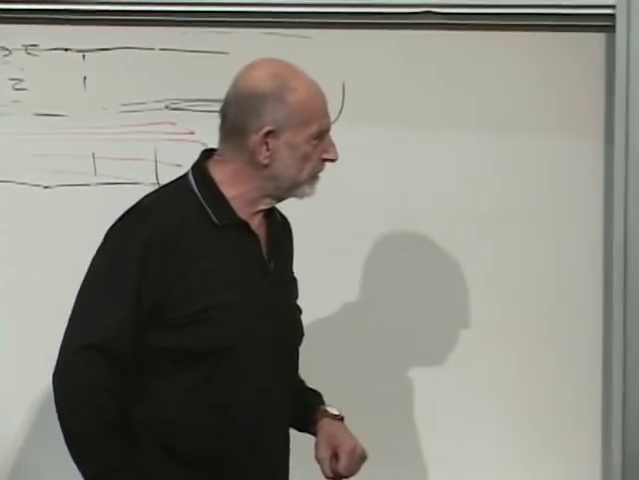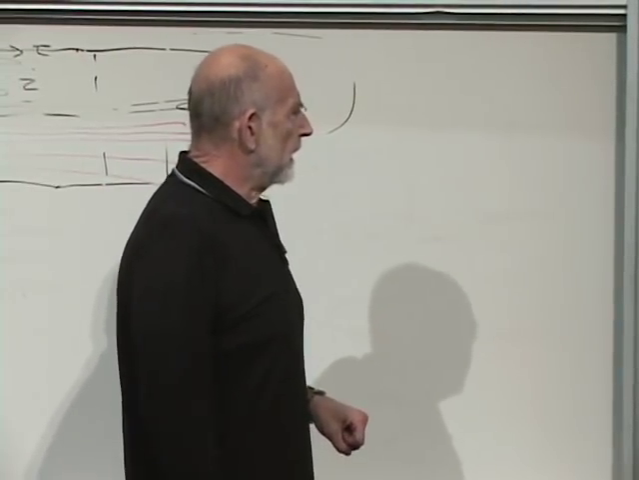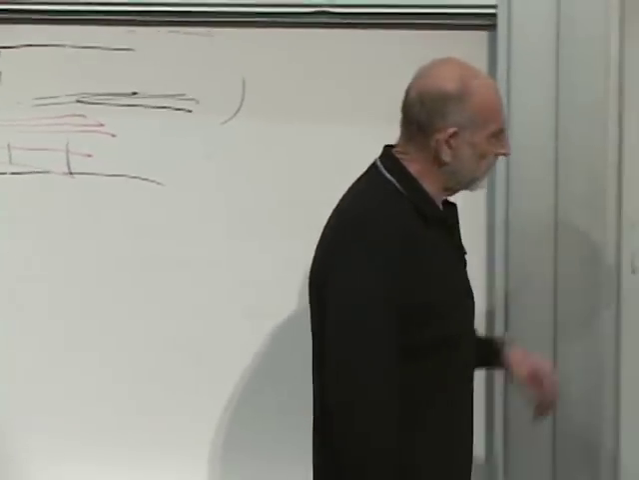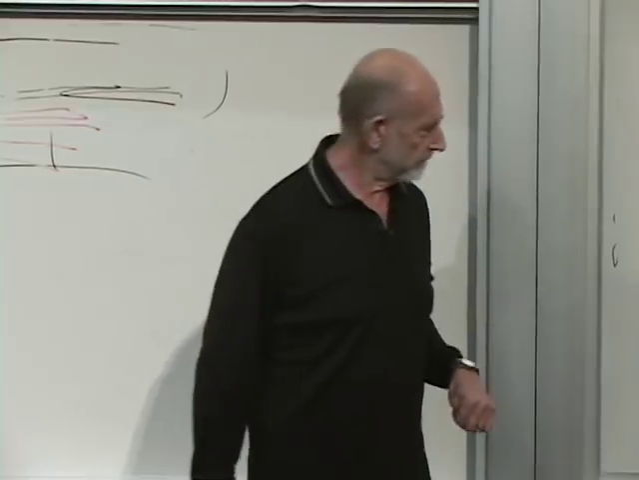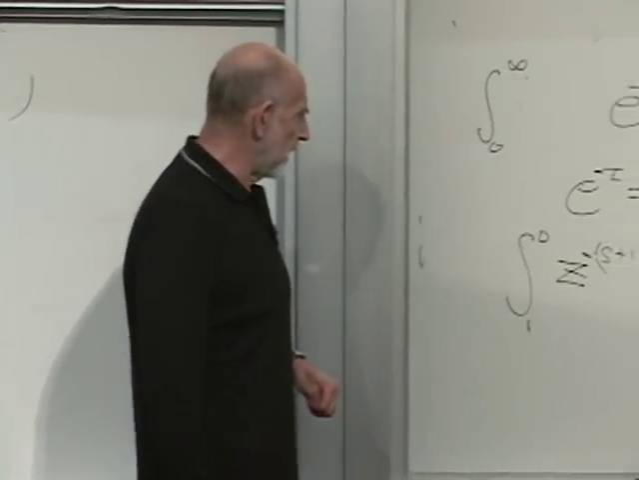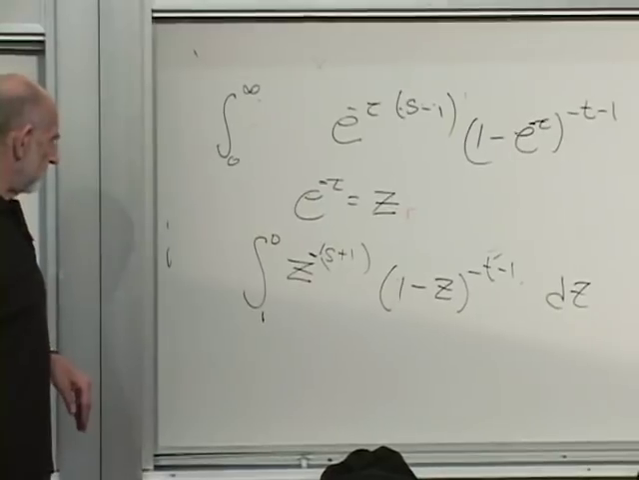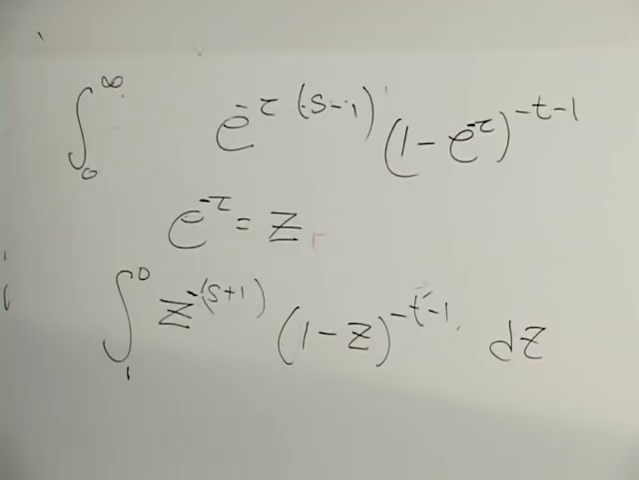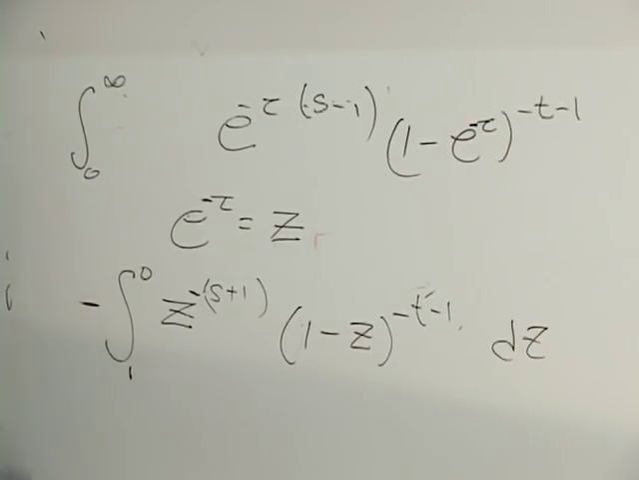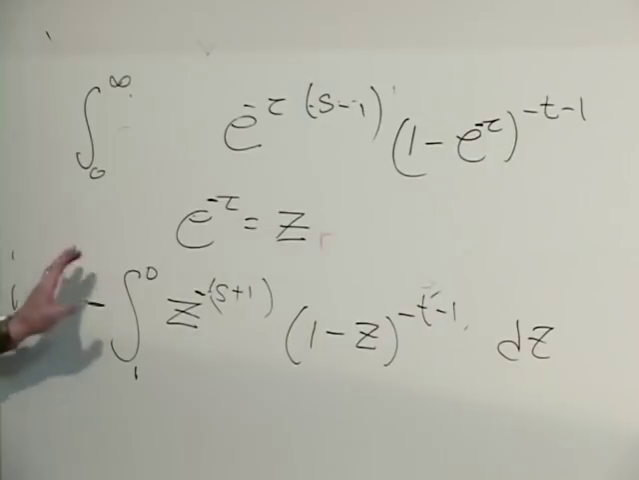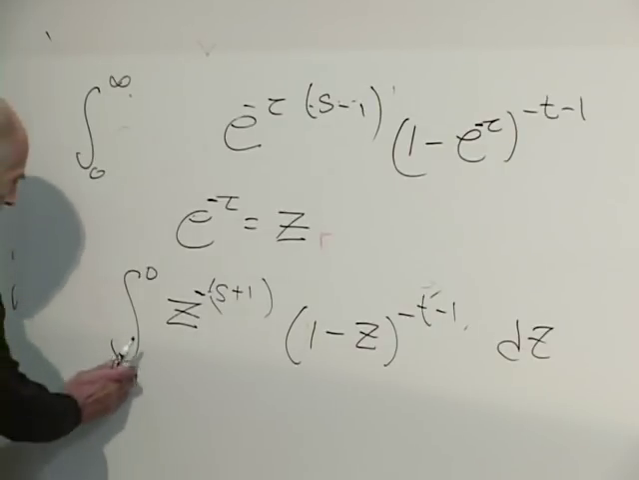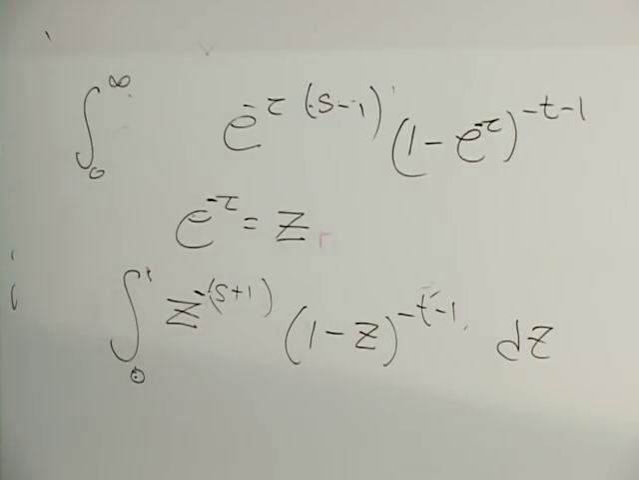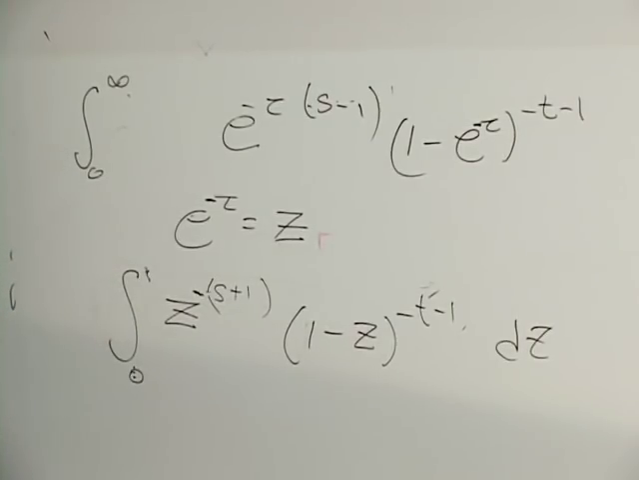I lost track of the minus sign. The minus sign comes from e to the minus tau d tau going to dz. So you get a minus sign, that's why you switch the order. There's a minus sign somewhere. Yes, you make that just be dz, so you get a minus sign. Yeah, there's got to be a minus sign out here, right? Then you switch the order of integration, and it becomes from 0 to 1 like this. That's correct. It's symmetric whether or not you switch the order of integration.